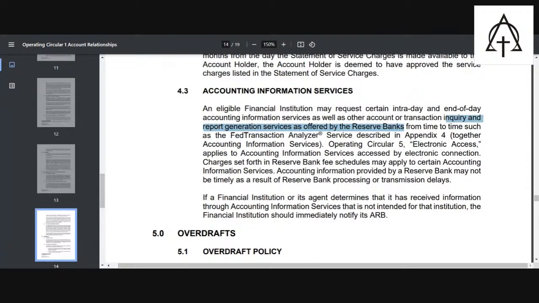From time to time, such as the transaction, operating circular, where did we leave off? Accounting information services accessed by electronic connection. Charges set forth in Reserve Bank fee schedules may apply to certain accounting information services.